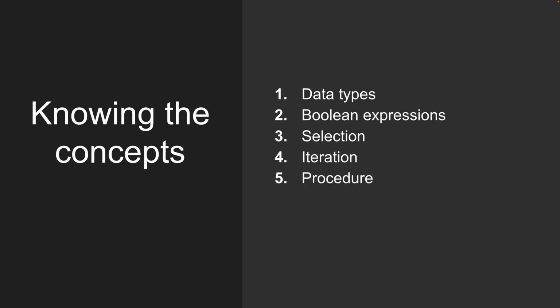Boolean expressions. Booleans are just trues and falses. So how do you translate information into trues or falses? Selection lets us use decisions, like I said, Boolean expressions, to make some decisions in our code. So if this occurs, do the thing. And then iteration helps us repeat tasks. And all of these things will be used together to create a procedure that you will be able to call and have some flexibility and reusability in your code. So let's start with data types.